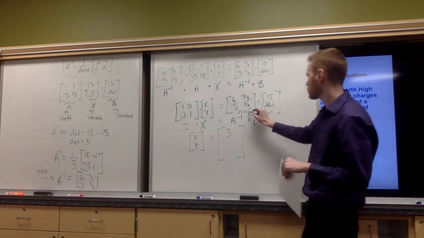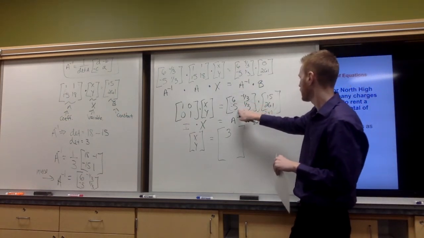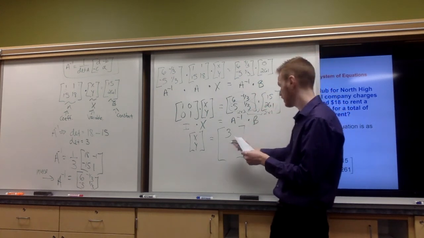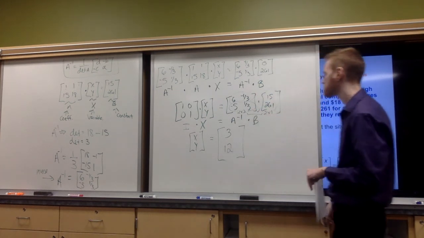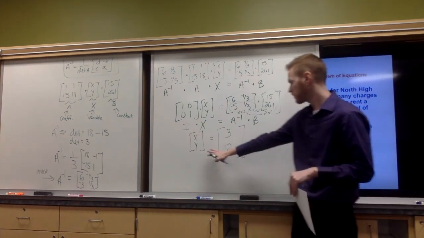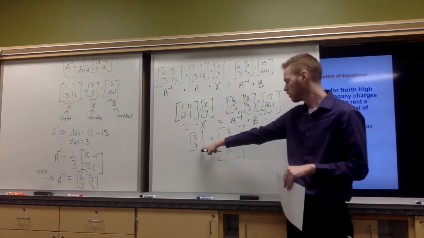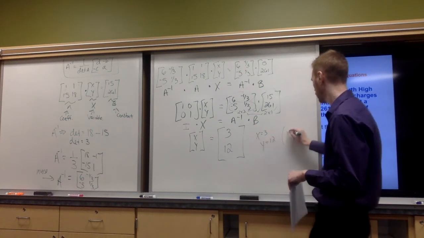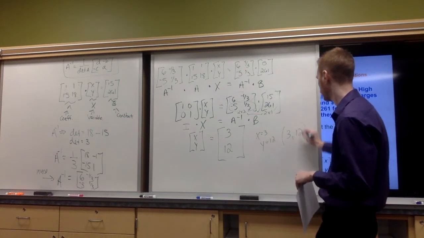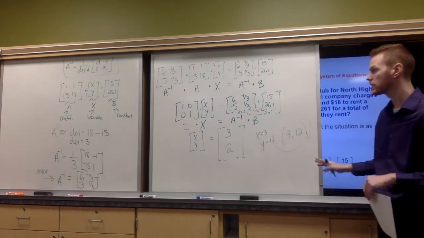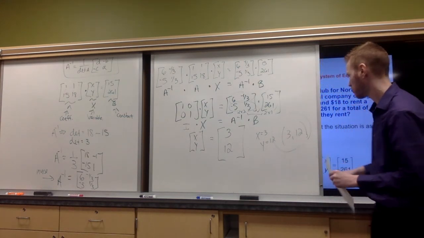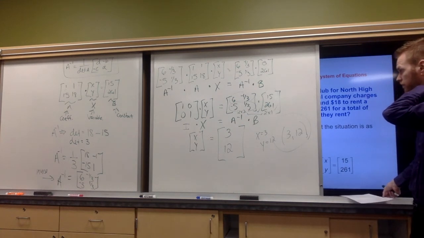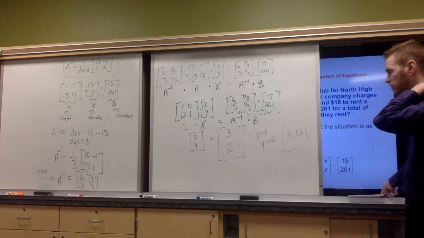And then this row multiplied by this column, so -5 times -15 plus a third times 261, we get 12 for that guy. So if we take a look, x is 3, y is 12. Or we should write it as a point, right? Remember, this is a system, so we should write it as a point where the two lines intersect. And we're done. That's it.